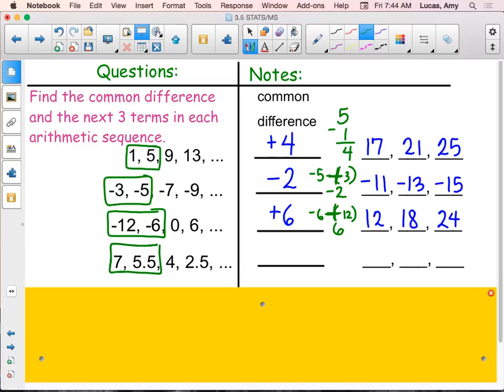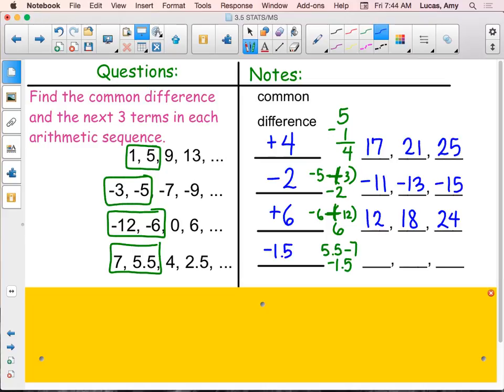And then on this one, you would have to start with 5.5 and subtract 7. 5.5 minus 7 is negative 1.5. So you can use subtraction to figure out the next term. You just have to remember, though, that you would take the second term and subtract the first one.